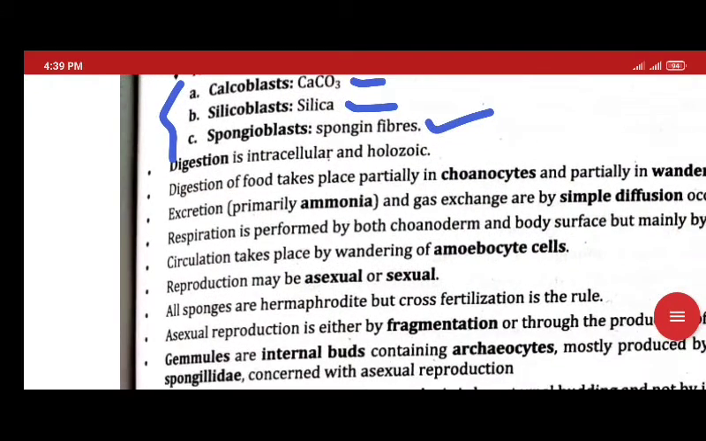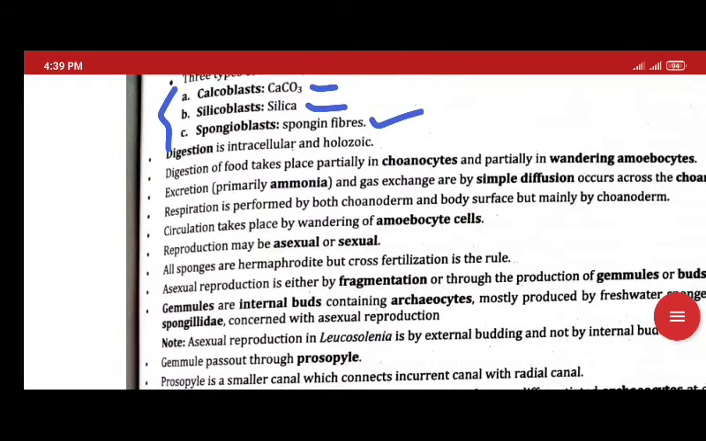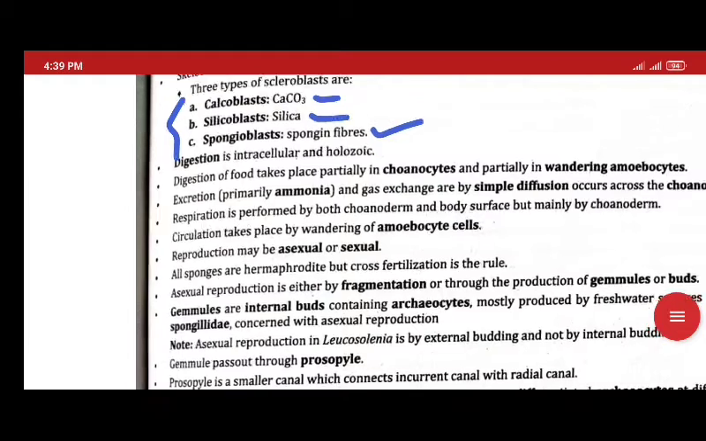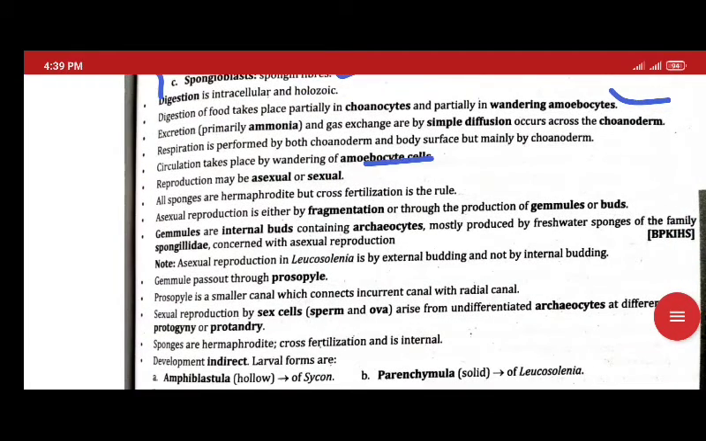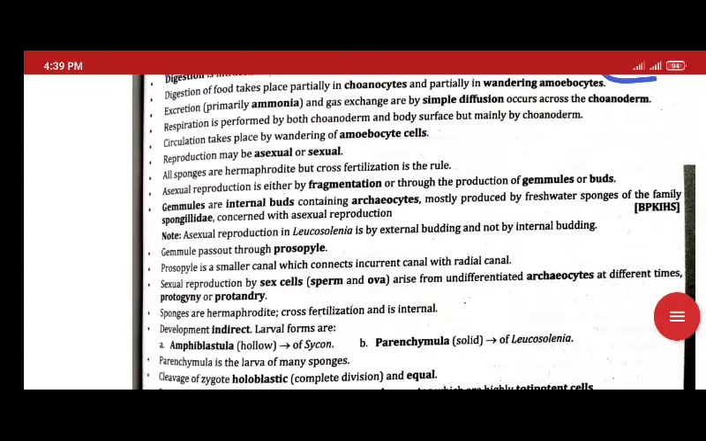Now digestion is intracellular within a cell because of republic of cell. And digestion takes place from endoderm, that is choanoderm, the wandering amoebocyte, and excretion by simple diffusion, gas diffusion, respiration by choanoderm and body surface, circulation is by amoebocyte. Now it has got both asexual and sexual. Asexual by gemmule and sexual by gamete. Got gemmule or bud, fragmentation.